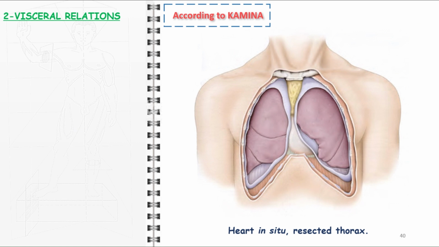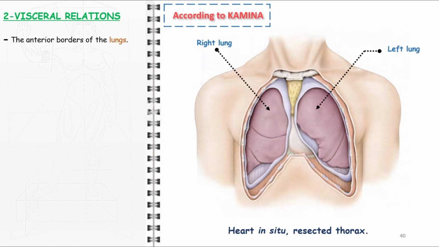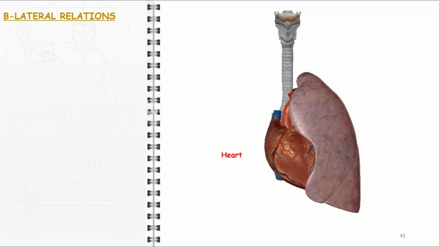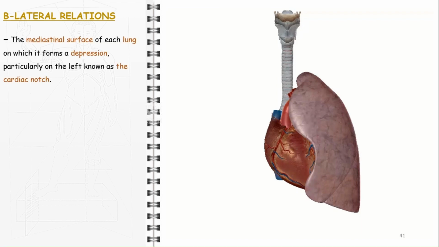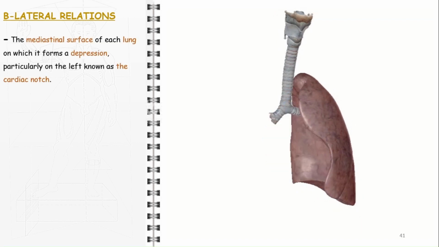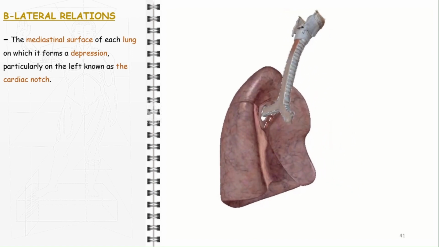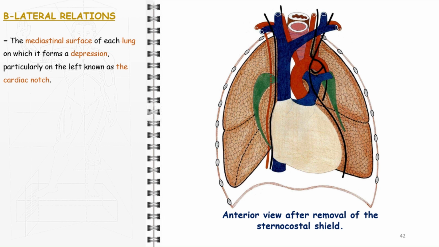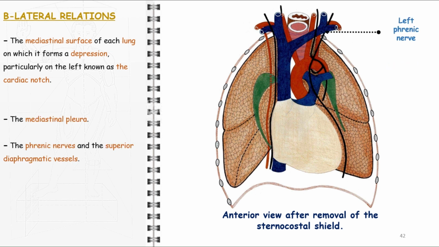The anterior visceral relations are represented by the anterior borders of the lungs, and the pleural recesses, which diverge downward and outward, delimiting the interpleural triangle corresponding to the area of absolute dullness of the heart. The heart is in contact on each side with the mediastinal surface of each lung, on which it creates, particularly on the left, a depression, the cardiac notch.